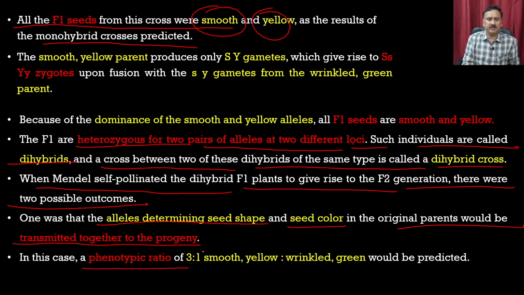In this case, a phenotypic ratio of 3:1 is going to be predicted, right? So what it says is that if there is a law of dominance and there will be no segregation, no independent assortment, then the same phenotype will go into the next generation, and as a result it is going to maintain the same ratio of phenotypic appearances, that is the 3:1, right? But that is not the case.